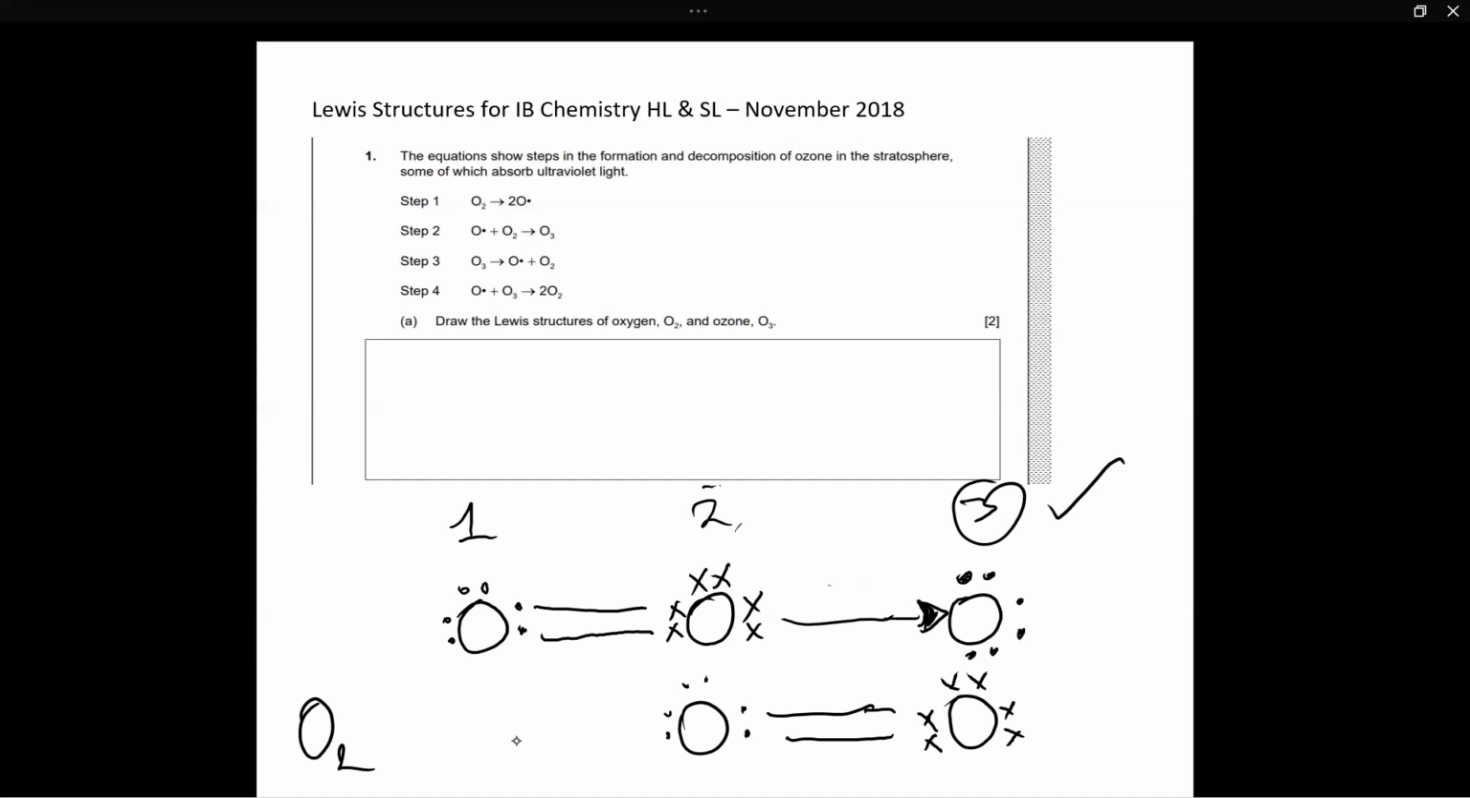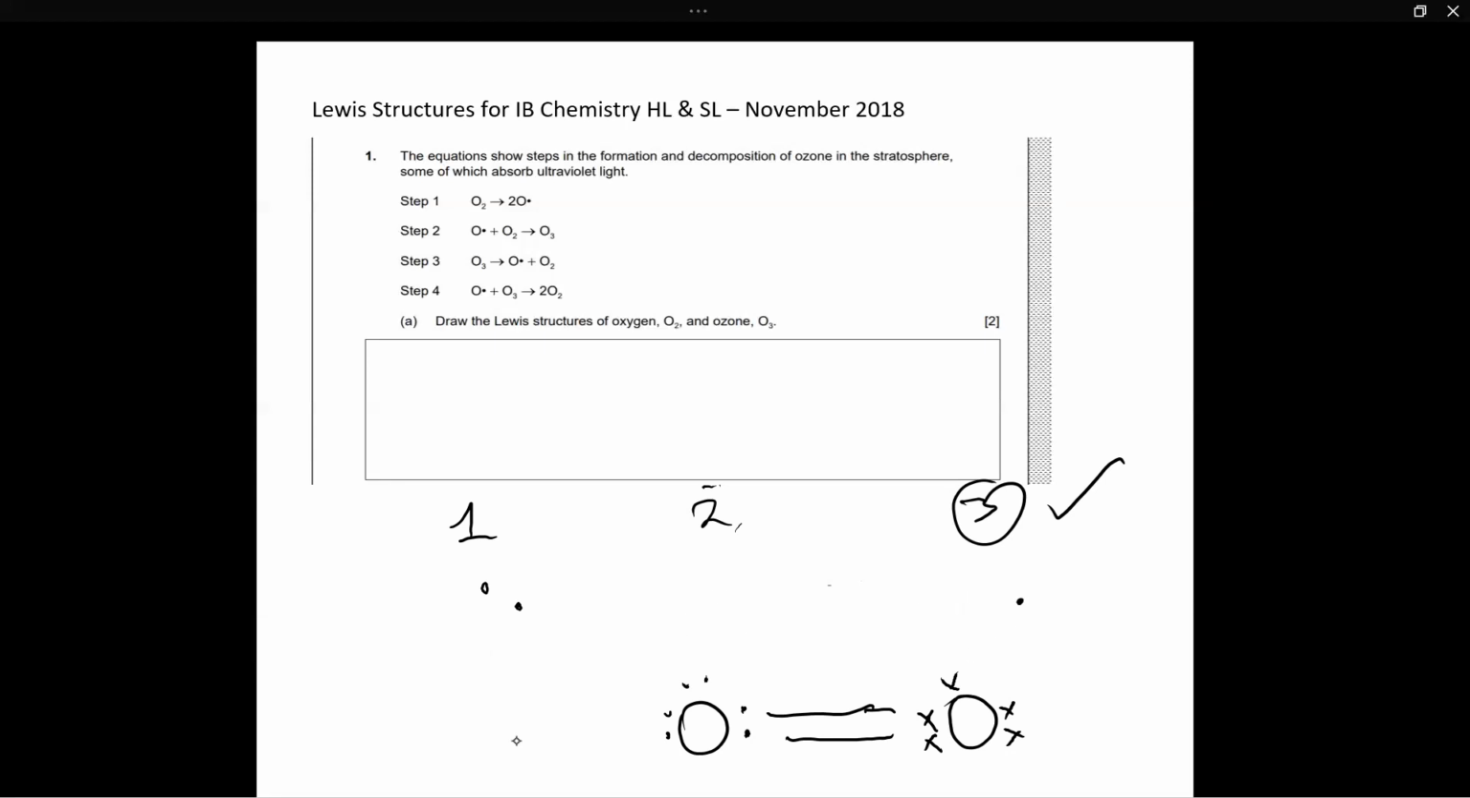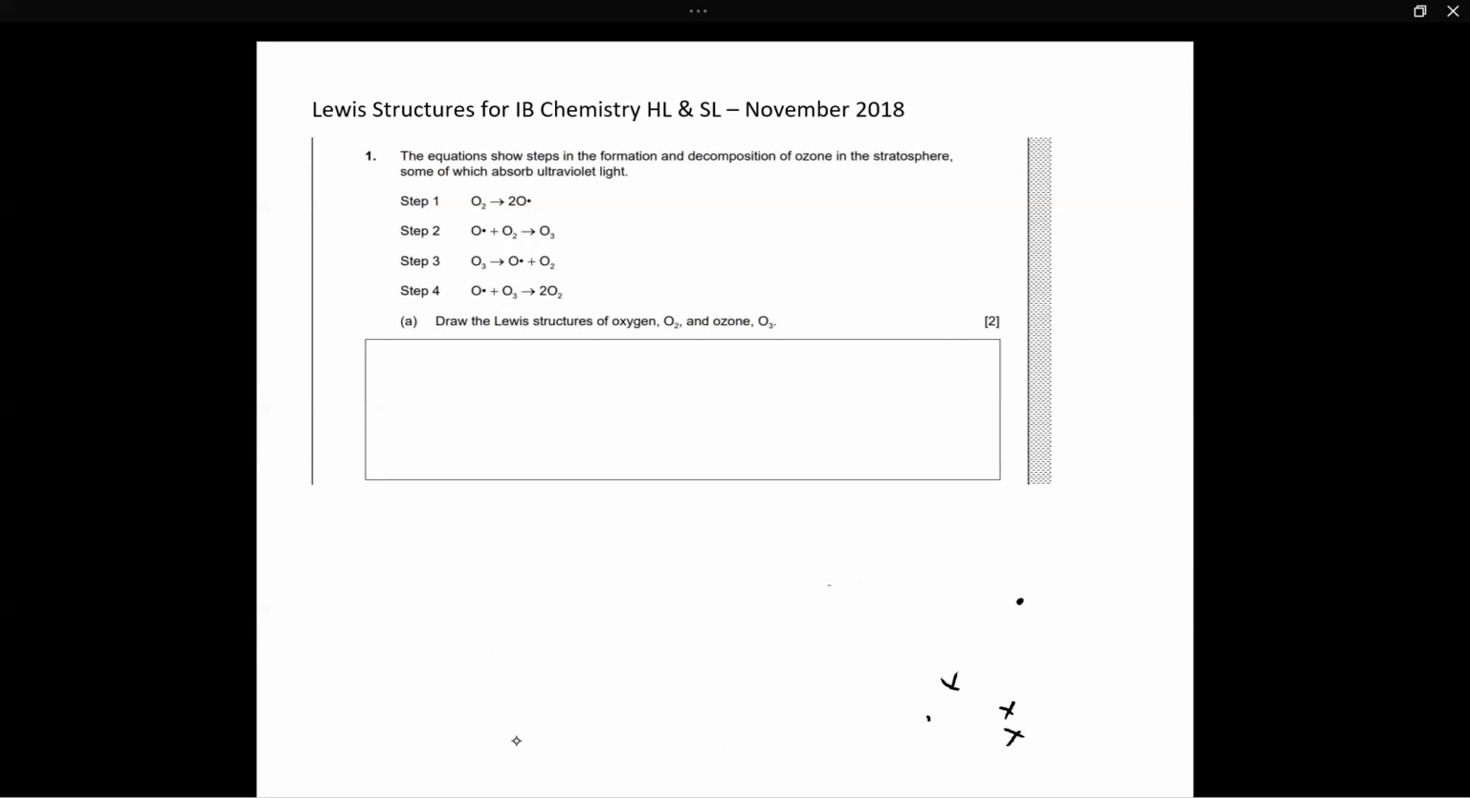Now, where do you see this octet rule taking place? Do I have any examples? Yeah, sure I do. Let me show you an exception to the octet rule. So let's see, SF6. This is a compound, right? You have sulfur in the middle and you have 6 fluorines around it.